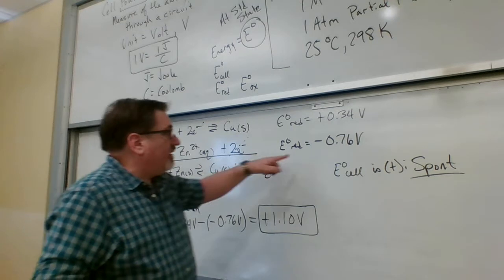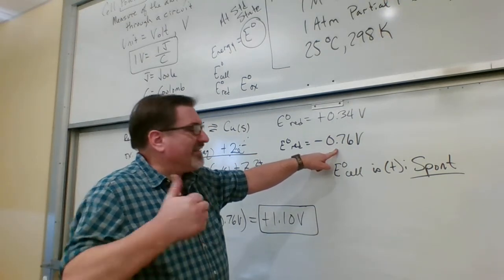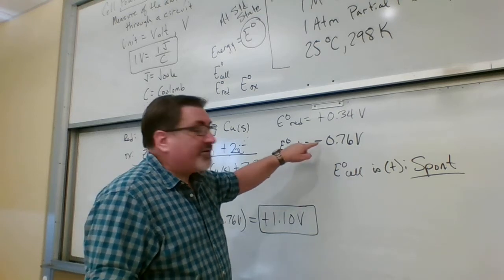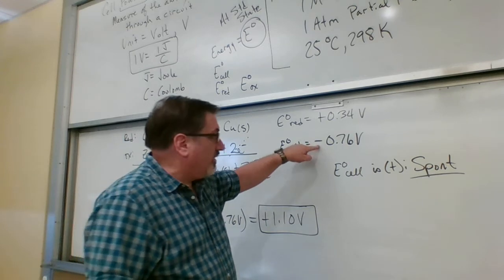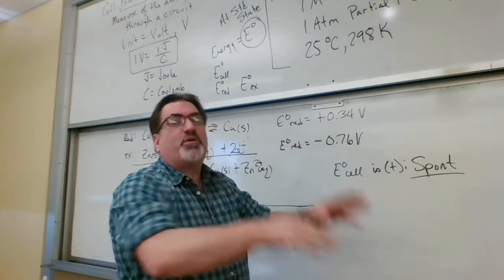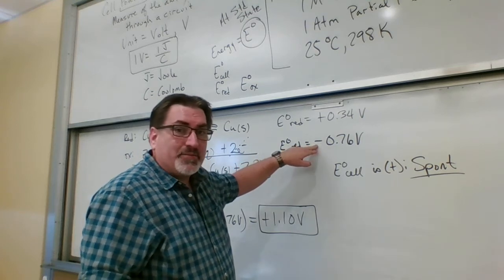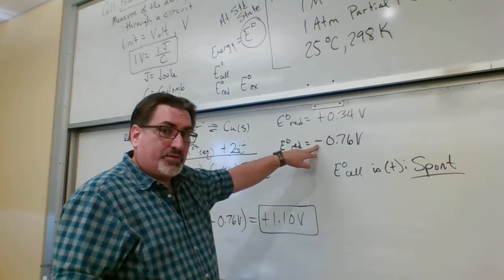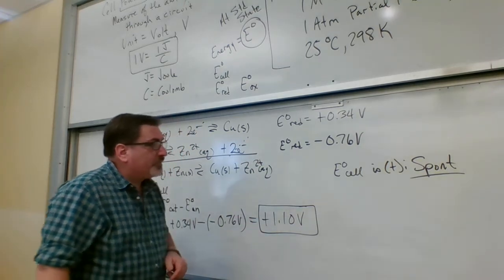Zinc, on the other hand, likes to be oxidized. You have to force electrons onto zinc. You have to push them on by flooding it with electrons. Okay? It requires a minus 0.76 volt potential to be reduced. That means it likes to be oxidized, because it likes to do the other thing, right?